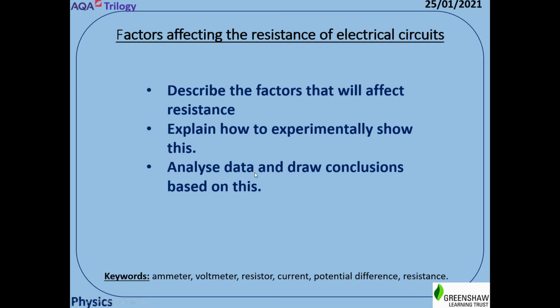So what we're aiming to do today is look at the factors that affect the resistance of an electrical circuit. We need to be able to describe those factors, and we need to be able to experimentally show this. This is one of the required practicals in this module. There are two. We did the other one yesterday. This is a two-parter, and we do part A today, and we'll go on and do part B tomorrow. So this week is going to have been completely experimental.